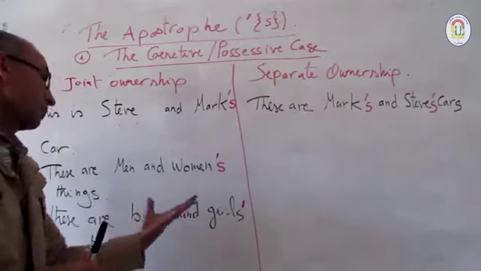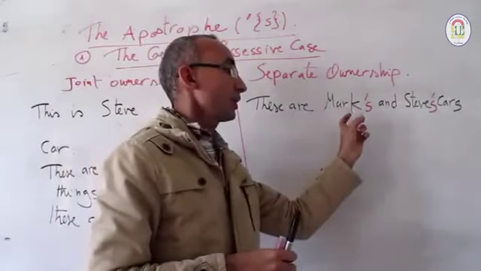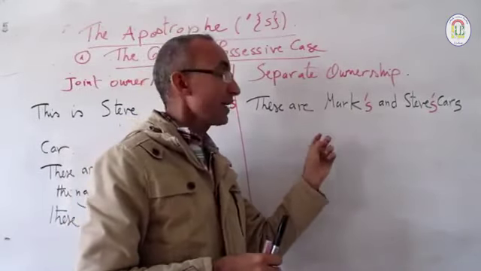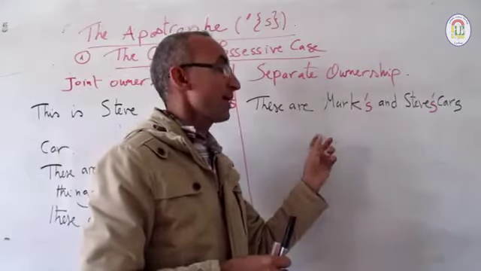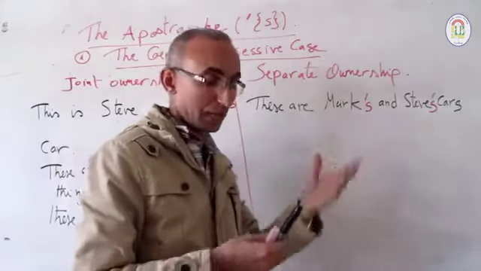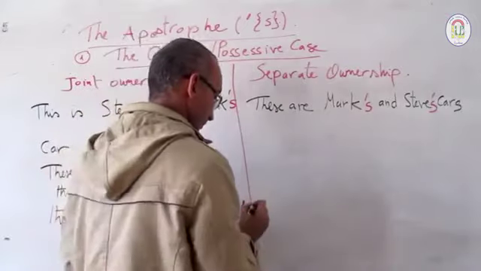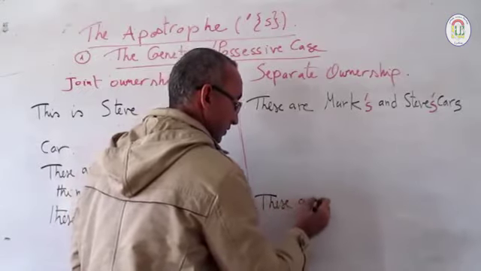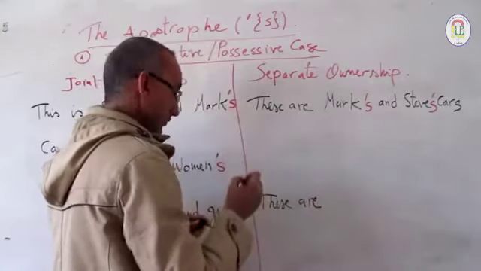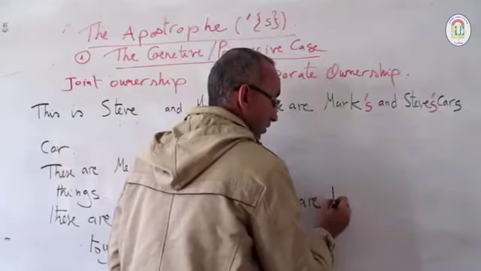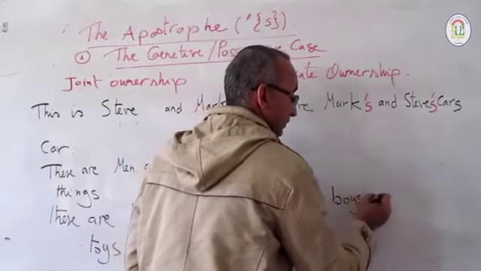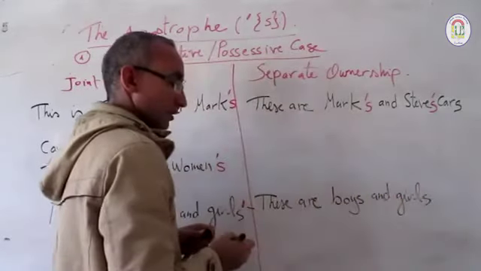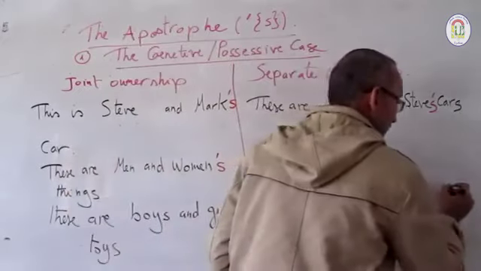Here also, for example, if we have two regular plural nouns which have different possessions, I write, for instance: these are boys' and girls' toys.